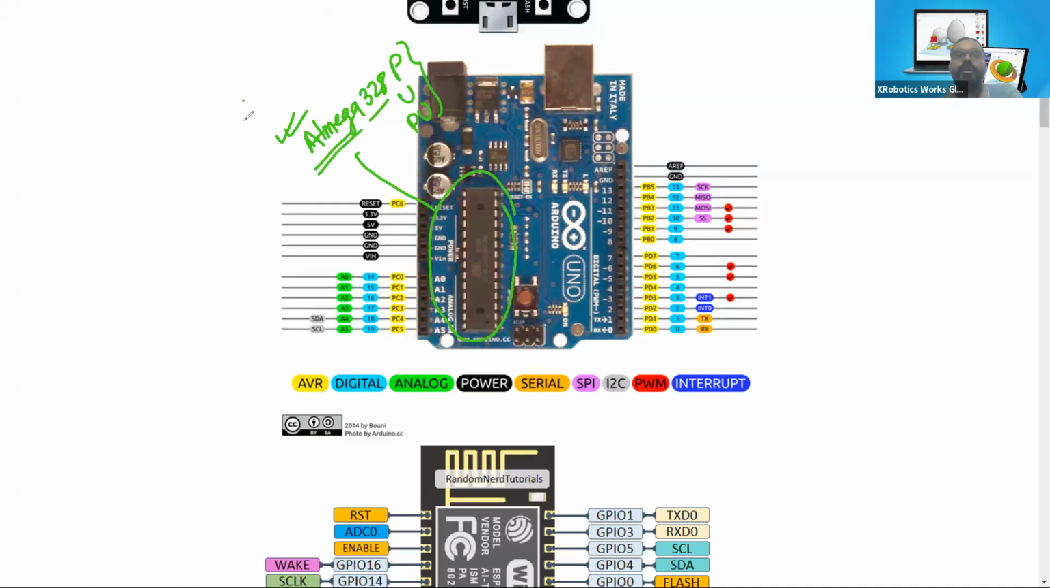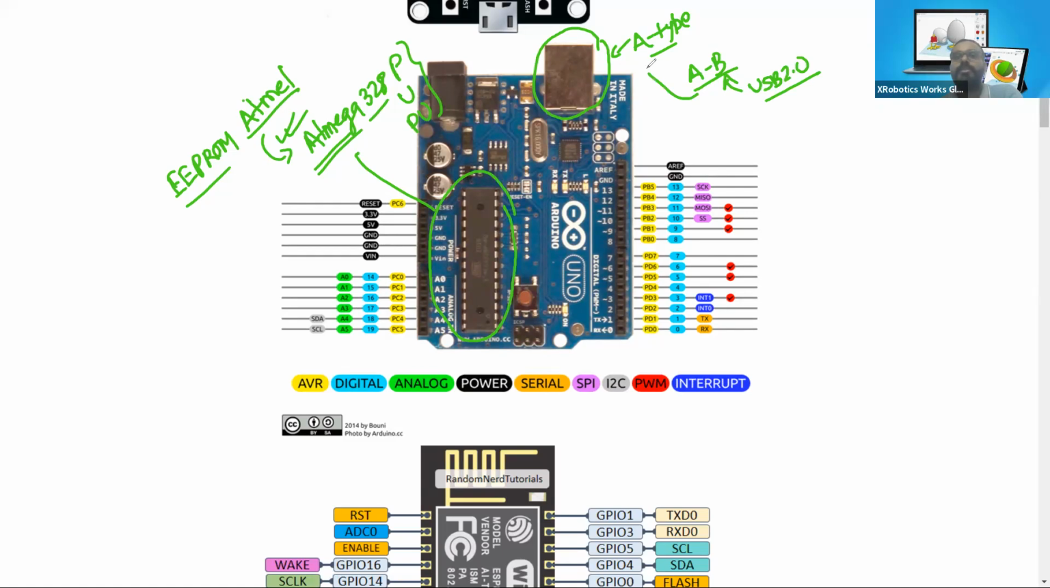Further, Atmel is the manufacturer of these chipsets, these microcontrollers, or we call them EEPROMs, electrically erasable programmable memories. In the Arduino we have an A type of connector, and we usually get an A to B type data cable to connect it to the computer. The B type is usually the USB 2.0 B type connector, and the A type is this one. Through this we can connect it to our computer to establish communication between them.